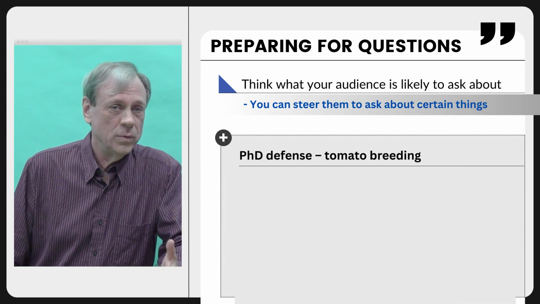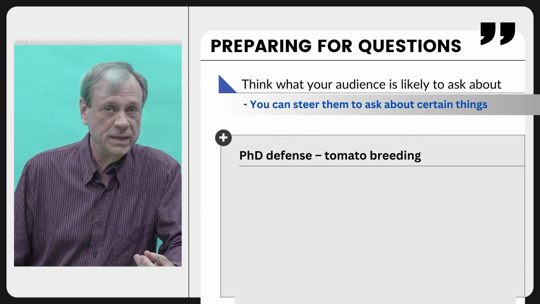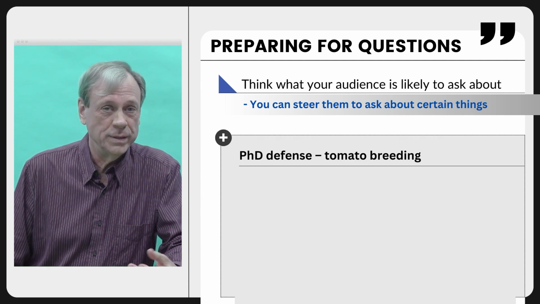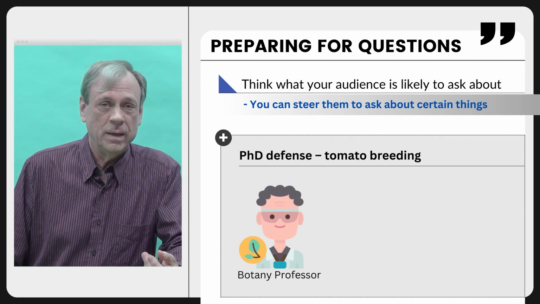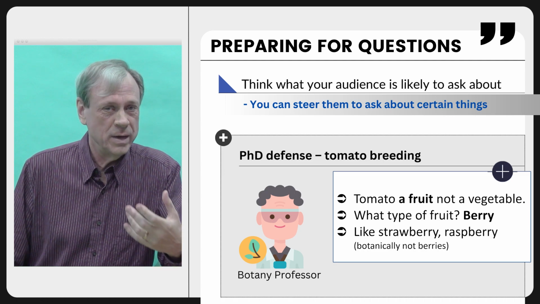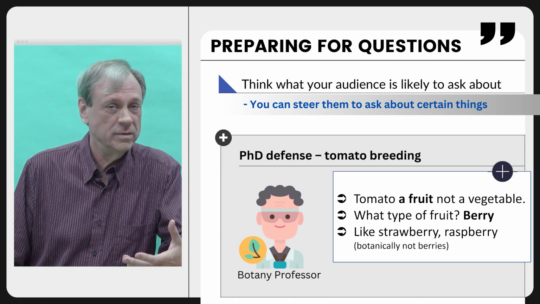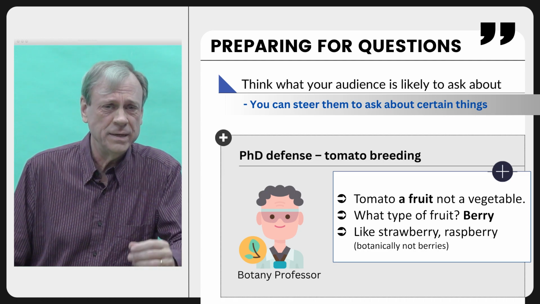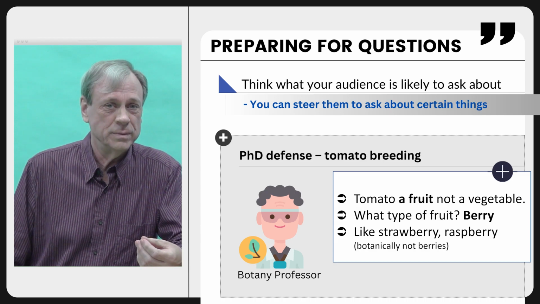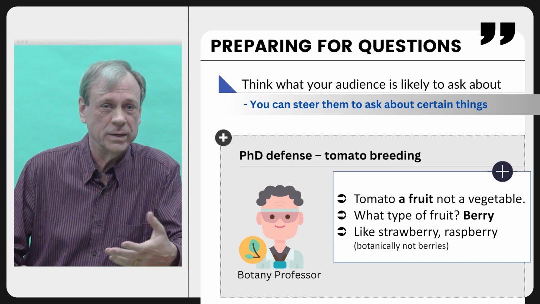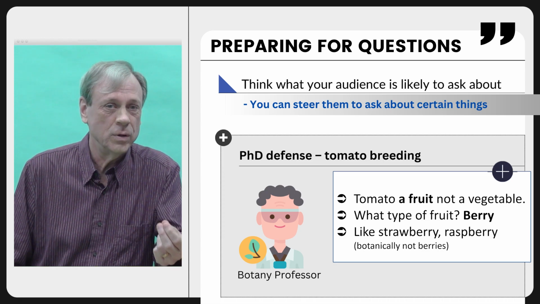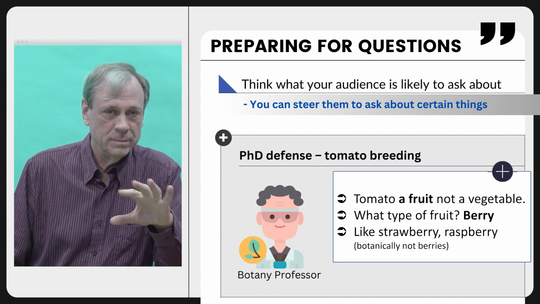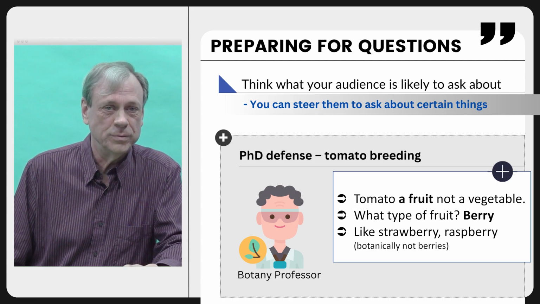For instance, when I was doing my PhD dissertation defense on tomato breeding, one of the professors was from the botany department. And so I knew that he was going to ask about the botanical form of tomatoes. Now, botanically, tomatoes are a fruit, not a vegetable, even though in America they're used as a vegetable. And they're a particular type of fruit called a berry that has many seeds inside a fleshy fruit. So I knew he was going to ask about this.